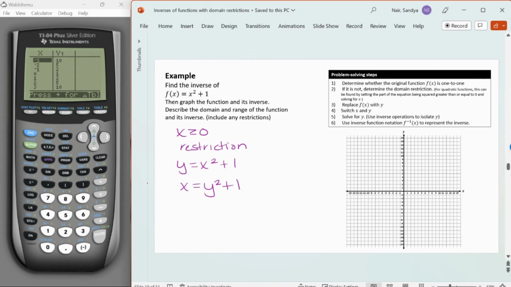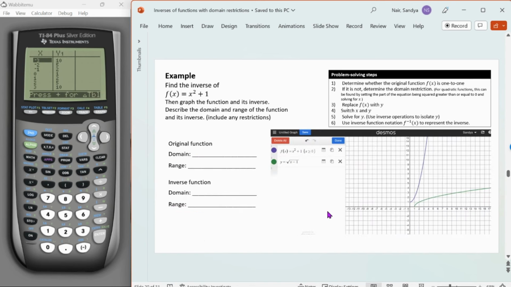Remember, when I solve for y, I need to work my way from the outside in, right? So I'm going to start off with this minus 1 to get rid of my plus 1. So I have x minus 1 equals y squared. And then now I'm going to take the square root of both sides. And when I do that, I get the square root of x minus 1 equals y. So now let's graph our original function and our inverse and make sure that our inverse is a function.